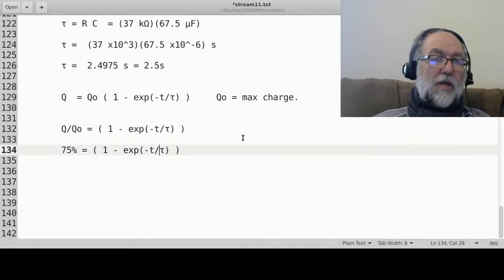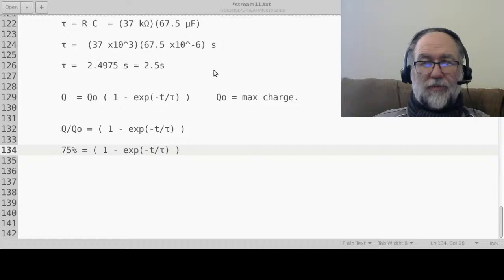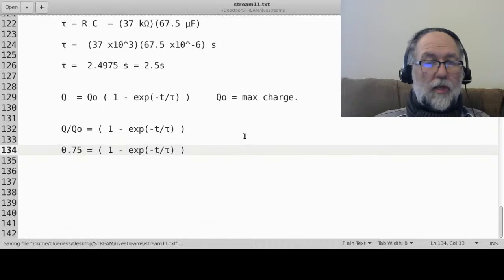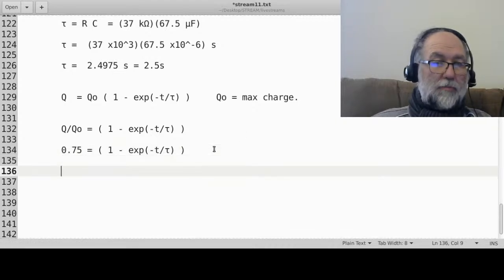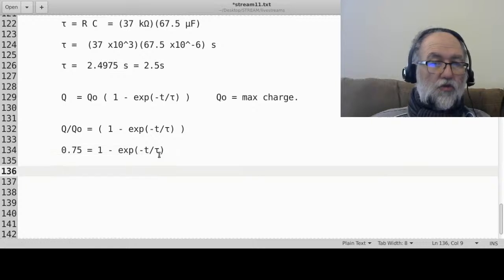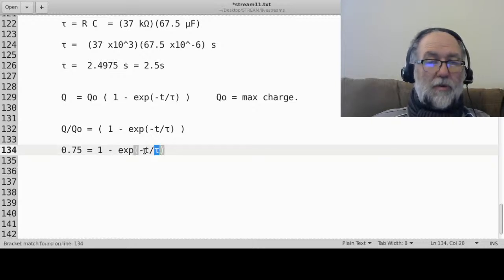Now we know what tau is, but I'm not going to write it in right now because I'm going to have to manipulate this. So there it is. And 75%, you want to write that as 0.75. Now what? Well, now we can get rid of those outer brackets. You're trying to solve for t. Remember, you know tau, but you're trying to solve for t, and you go, well, geez, how do I unpack this? Because t is buried inside this scary exponential here.